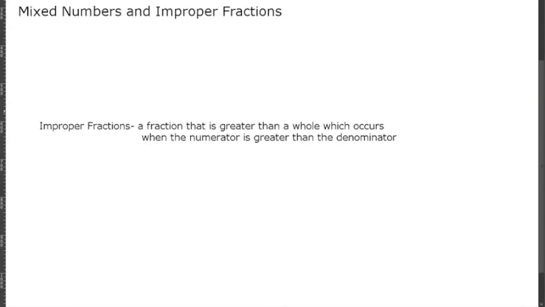Now, an improper fraction is a fraction that is greater than a whole, which occurs when the numerator is greater than the denominator. We just need to figure out how to write this 1 and 1/2, which we had from our previous mixed number example, into a single fraction.